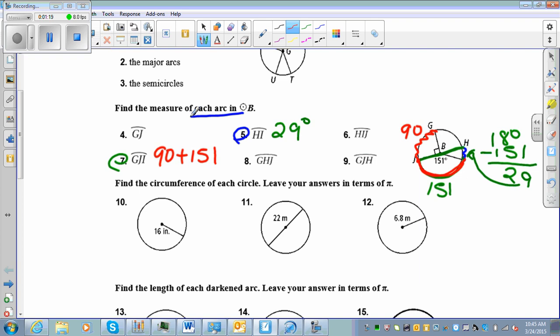For number 9, it's talking about G, JH. G to J is 90. From J to H is the half a circle. So it's 180 plus 90, which gives you 270, right?